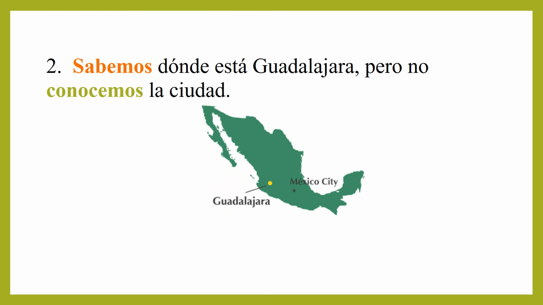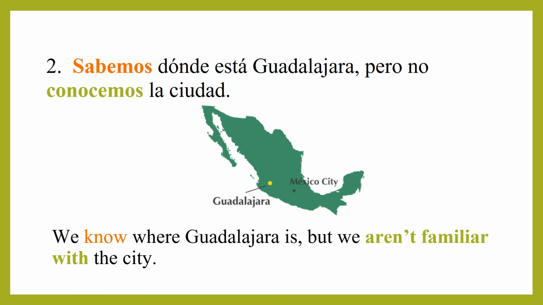Número 2. Sabemos dónde está Guadalajara, pero no conocemos la ciudad. How would you say this in English? You would say, we know where Guadalajara is, but we aren't familiar with the city. Here I'm going to use saber because I know about the city. This is information. But I haven't been to the city, so I'm not personally familiar with it, and that's why we use conocer.